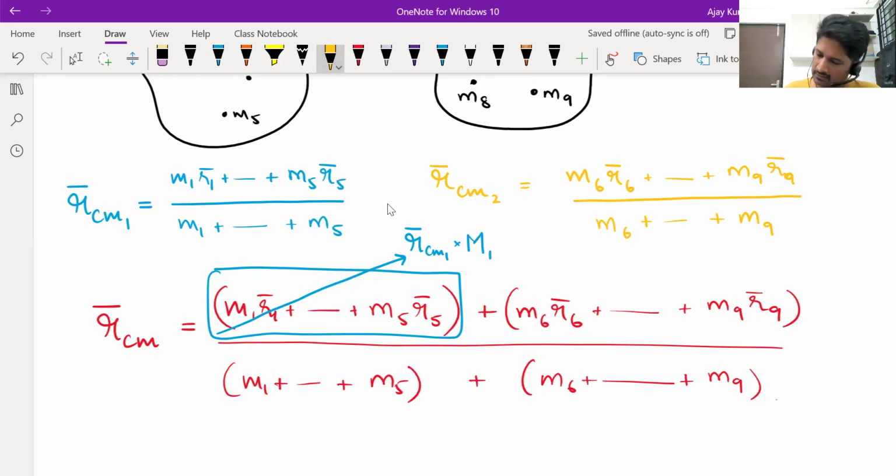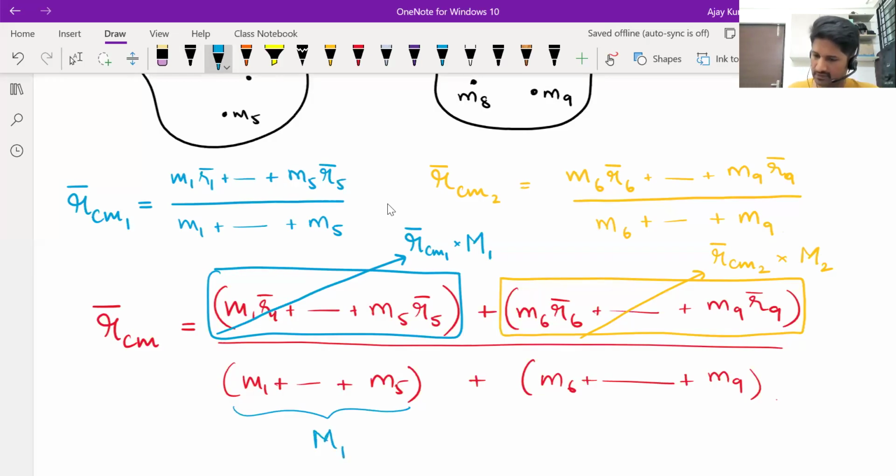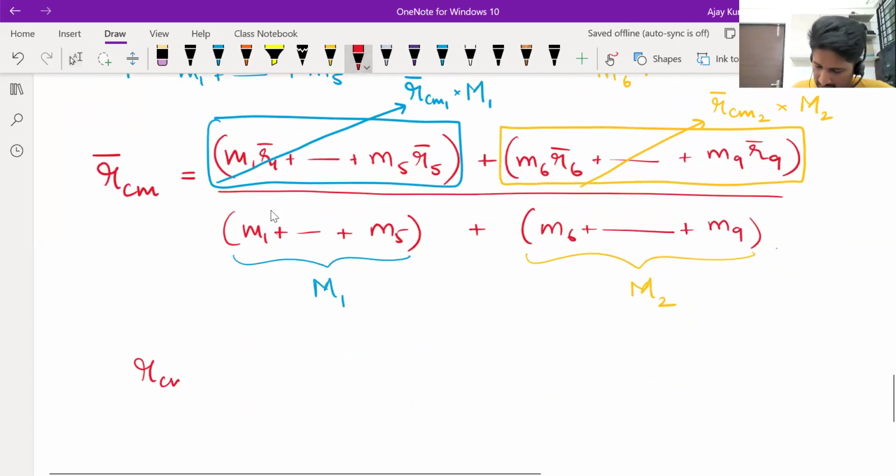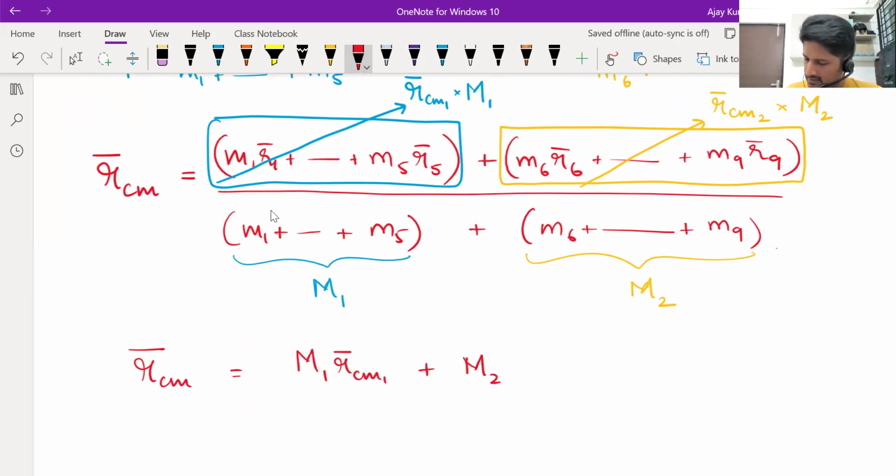Okay. And then the second bracket that you see here can be written as RCM2, position of center of mass of the second system, multiplied with total mass of the second system. And in the denominator also, this part is total mass of the first system, and this part is total mass of the second system. So effectively, what does all this change into? You get effective position of center of mass of the combination of two systems as mass of the first system into position of center of mass of the first system plus mass of the second system into position of center of mass of the second system, divided by mass of first system plus mass of second system.